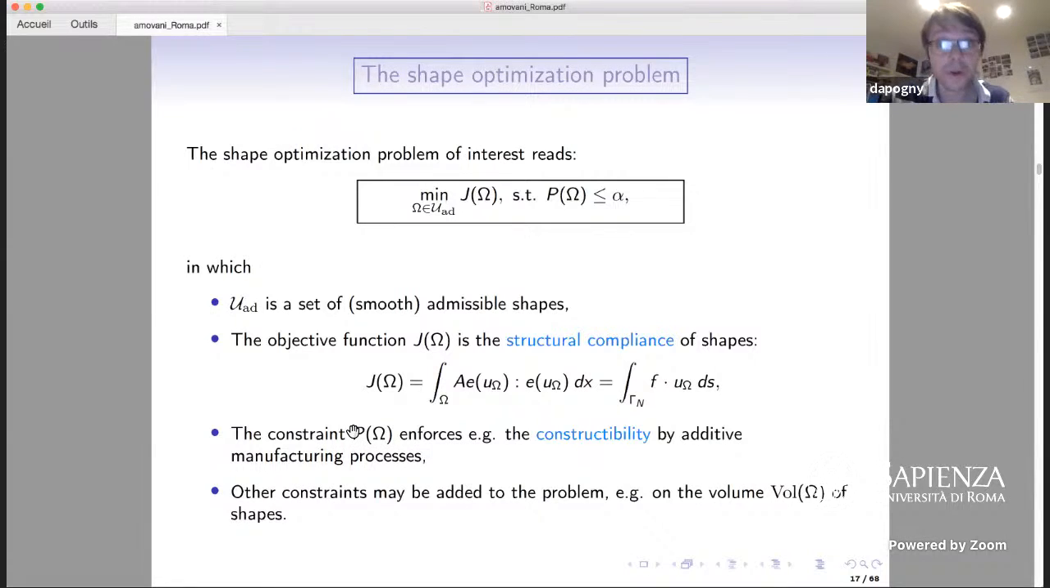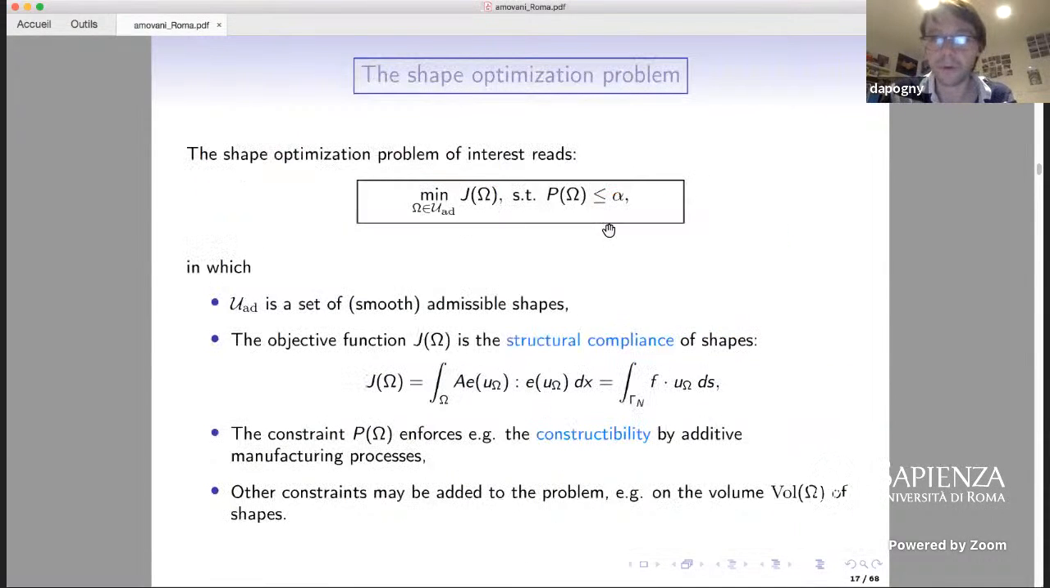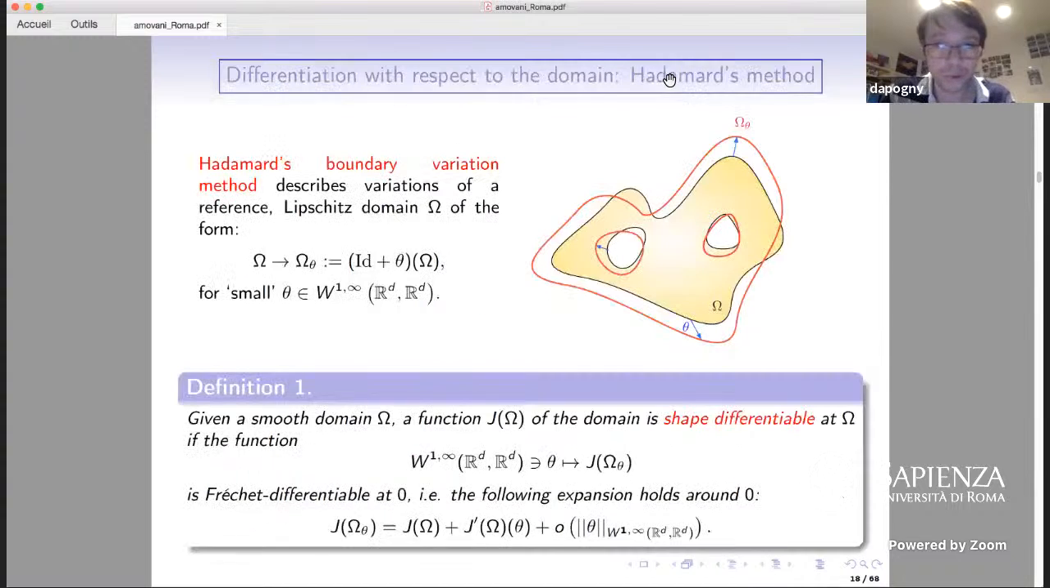Before we do so, let me just say a few words about how we theoretically and numerically intend to solve such shape optimization problems. We use one of the possible methods to do this. When it comes to solving such a constrained optimization problem, it's generally a good idea to have knowledge of the derivatives of the objective function and the constraint function with respect to the variable, which is in the present case the domain. So we have to give ourselves a means to take derivatives with respect to the domain, and we select Hadamard's method to do so.